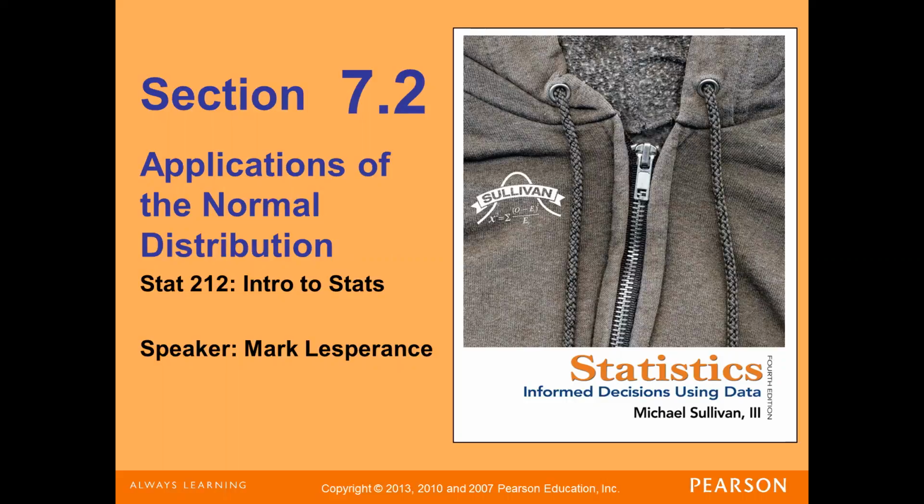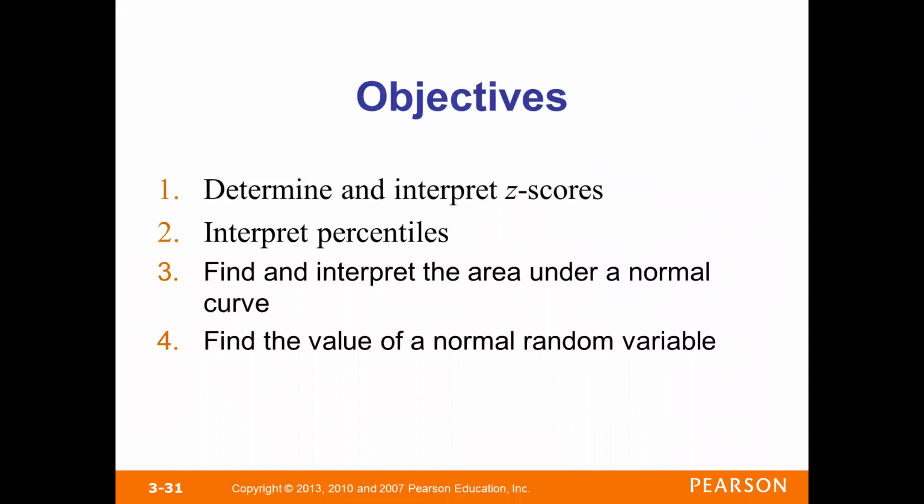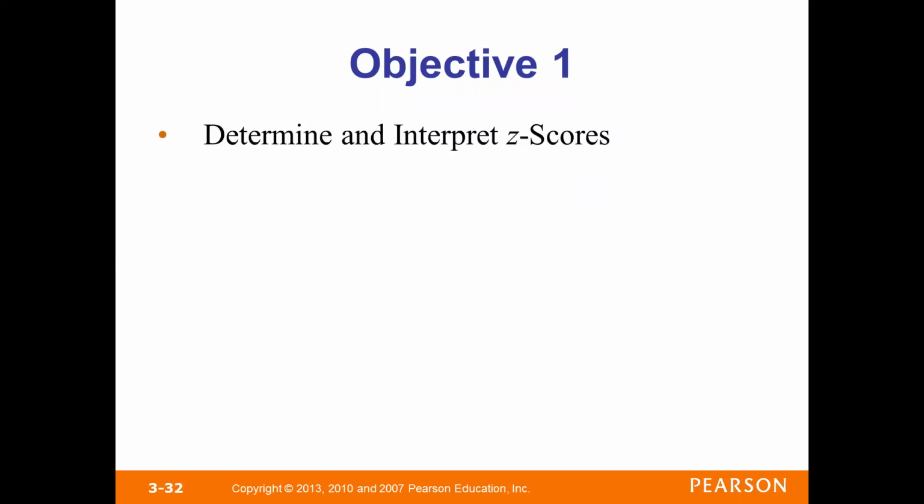In this section, we're going to talk about how I actually calculate those and put this into context. That's going to require us to develop something called the z-score. That z-score can be related to something called a percentile. In particular, we're going to use those z-scores and try to relate them to what we're going to call a standard normal curve, and then utilize all of that information to find the value of a normal random variable. So the first thing we're going to do is interpret and determine z-scores.